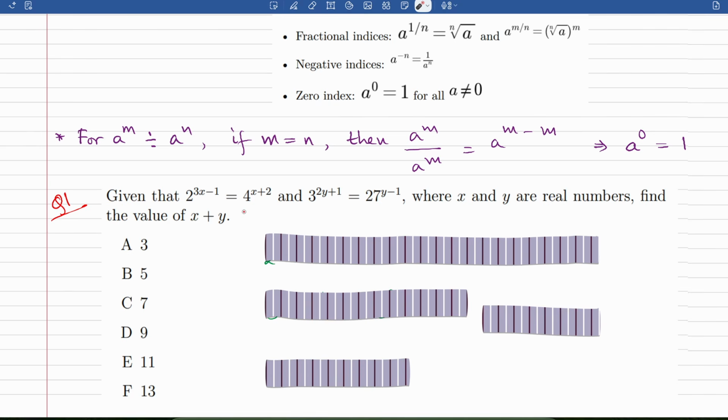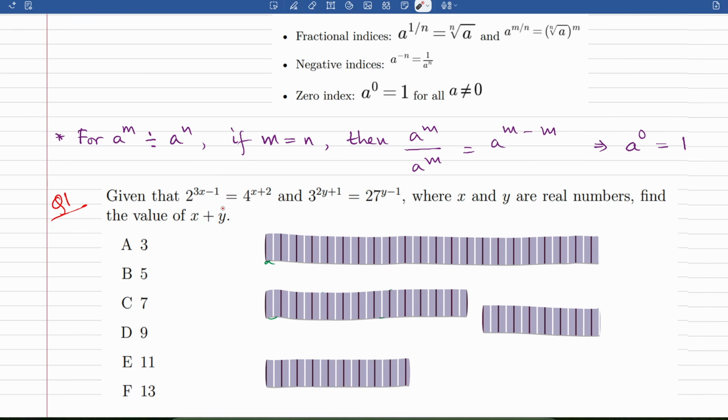Let us solve this question. Given that 2 to the power 3x minus 1 is equal to 4 to the power x plus 2, and 3 to the power 2y plus 1 is equal to 27 to the power y minus 1, where x and y are real numbers, please find the value of x plus y. So solve these two equations.